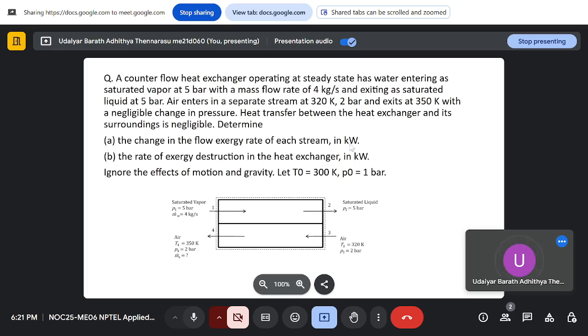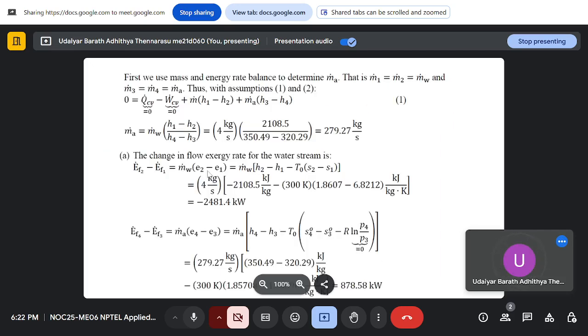You are condensing water, it's like a condenser, you are condensing water from a saturated vapor to saturated liquid by cooling it in a heat exchanger. So this is how it looks. You know the inlet and outlet conditions. We'll see how to find out the exergy destruction in a heat exchanger.